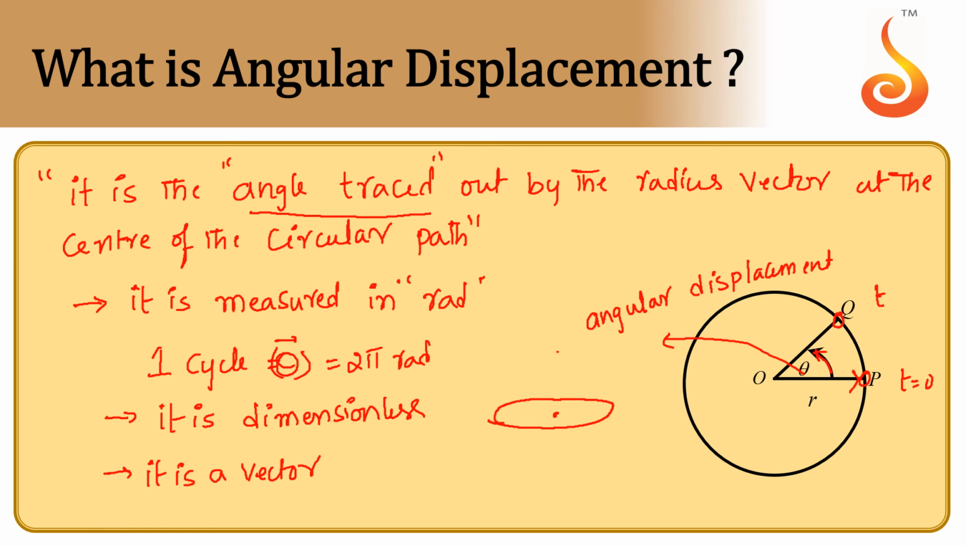If this is the axis, a particle moves in a circular path of radius r, and at a point Q, the particle would come here. If the particle is moving in an anti-clockwise direction, then the direction of angular displacement would be along the direction of the axis, which is nothing but k cap. And if the particle is moving in a clockwise direction, then the direction of angular displacement would be along the axis, but in the downward direction, so it is minus k cap.